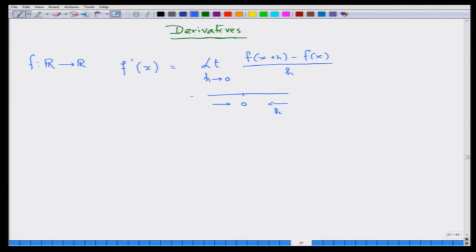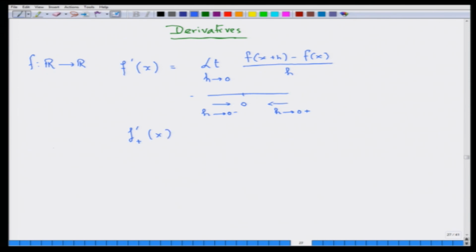So, if you come from the right side, you say h is going to 0 plus. If you come from the left side, you say h is coming from 0 minus. Now, what is further important to note is that this limit has to exist, and if this limit exists, it means it has two components, the right limit and the left limit, and both should exist. The right limit of this is called the right derivative, and the left limit of this is called the left derivative. So, which we will write as follows.